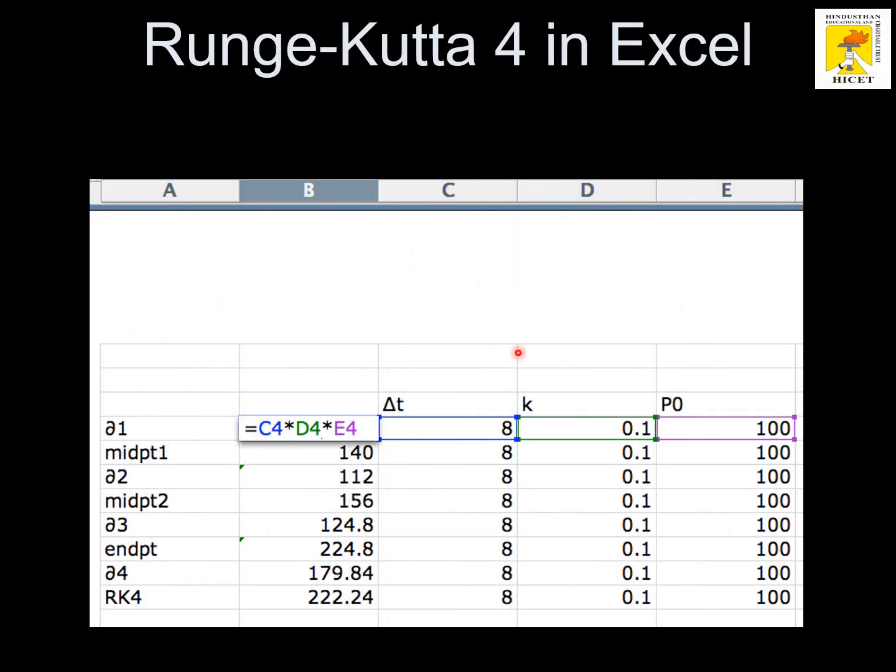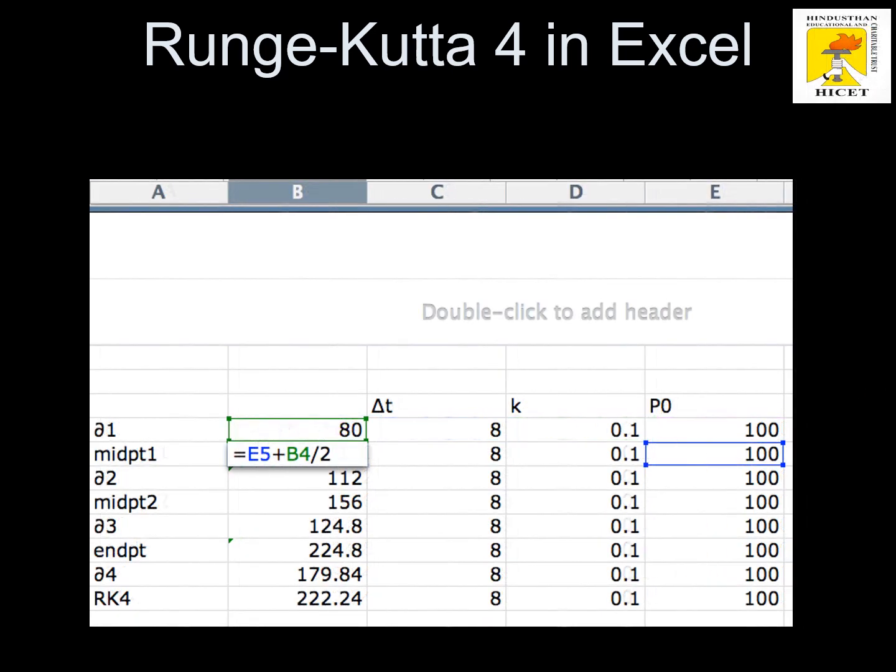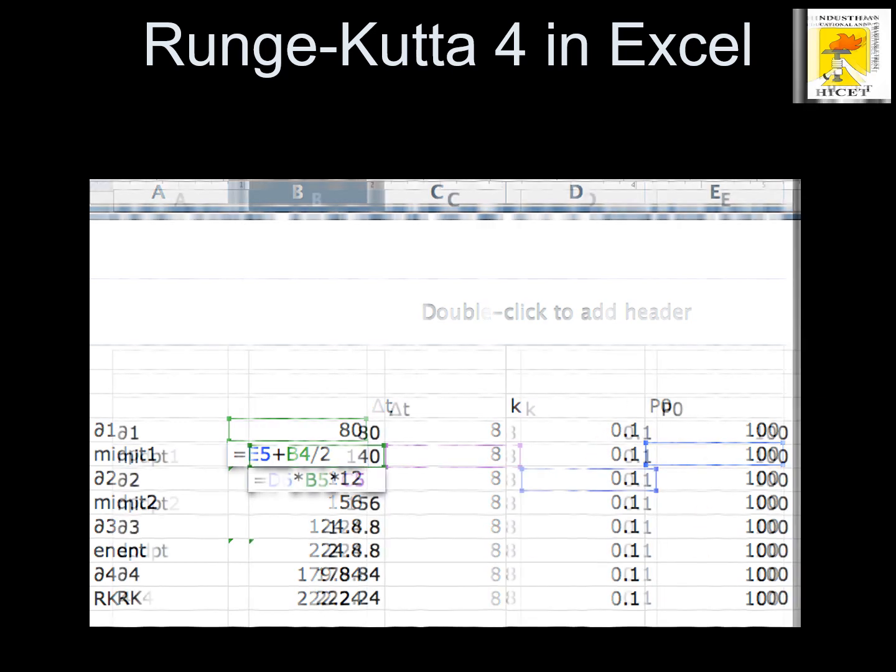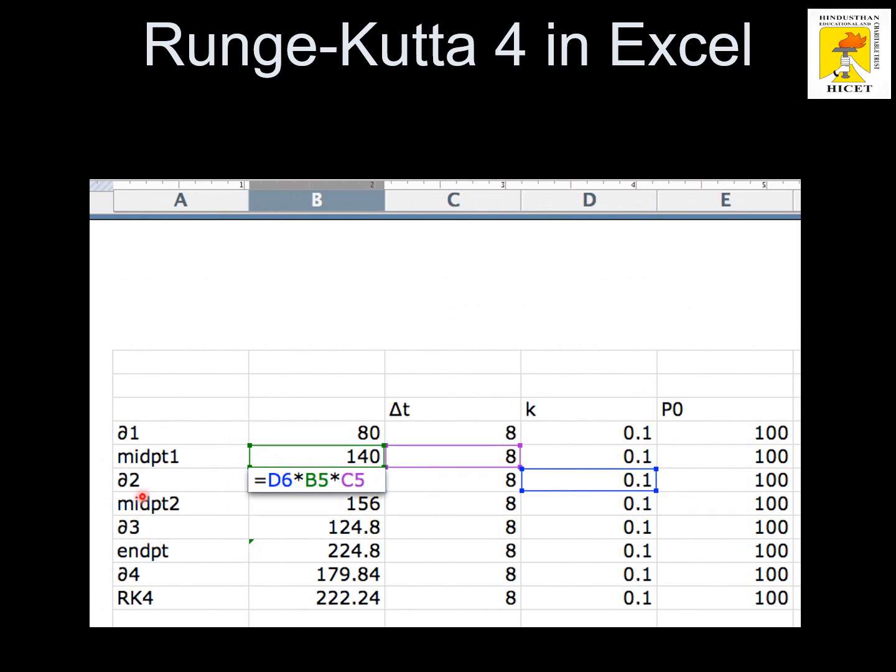In Excel form, we represent this as follows. The dou 1 calculation formula is C4 into D4 into E4. The K value is fixed as 8 and P naught is fixed as 100. The next midpoint can be calculated from E5 plus B4 by 2. Here also the K value is fixed as 8 and P naught is 100. Next we get dou 2, that is D6 into B5 into C5.